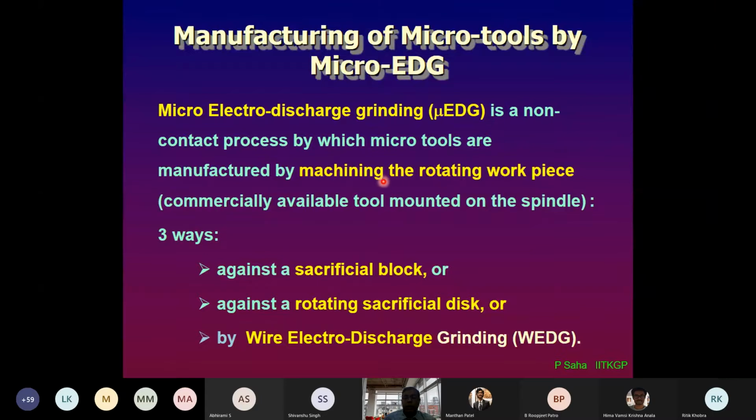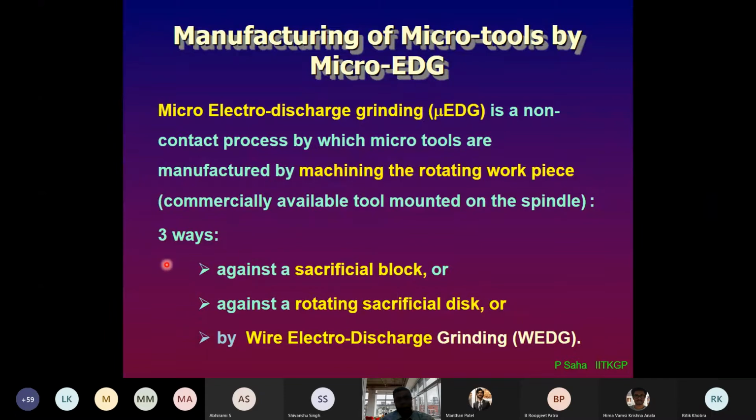Okay, that means your workpiece is already mounted on some spindle. Raw stock, from which you are going to make the machine. I'll explain by some figures how it is done. Maybe something commercially available, a raw stock of tool, will be mounted on the spindle, from which by micro EDG or micro electro discharge grinding, we gradually remove material from the surface in steps and come down to a very small value. So how do you really do it?